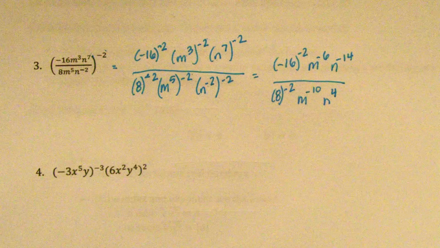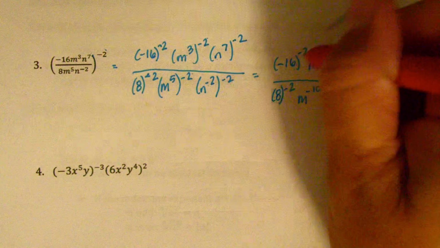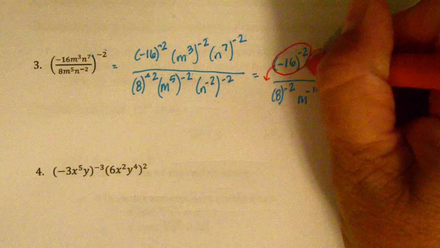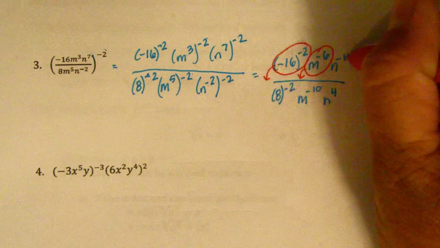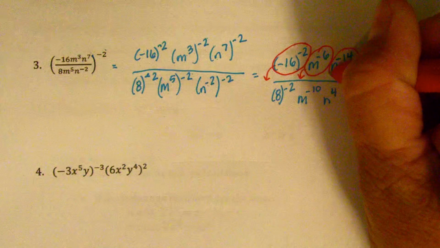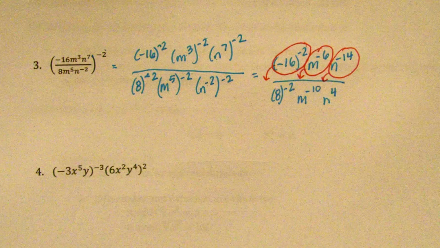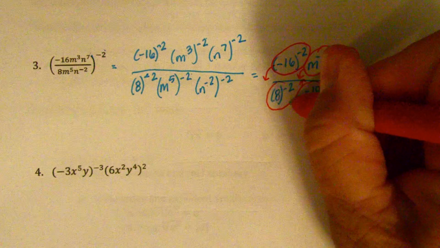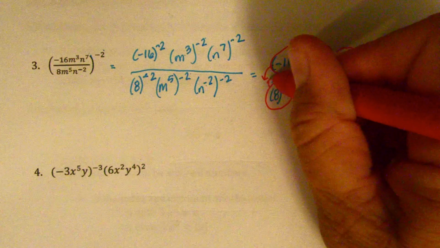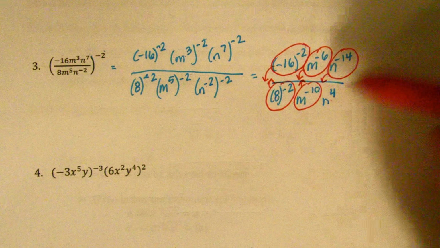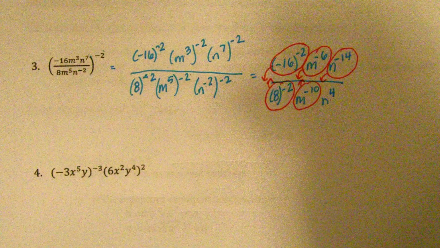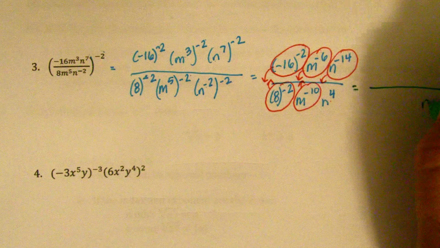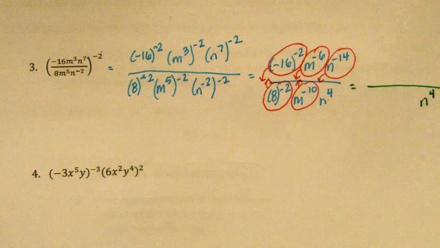So again, anything with a negative exponent is going to move. So this term is going to move down. This term is going to move down. This term is going to move down because they all have negative exponents. This term has a negative exponent, so it's going to move up. This term has a negative exponent, so it's going to move up. This has a positive exponent, so it's not going to move. So from here, that n to the fourth, I'm just going to keep there because it's not moving.